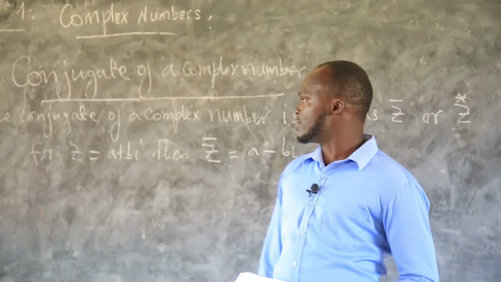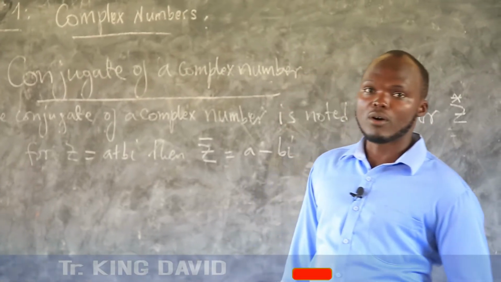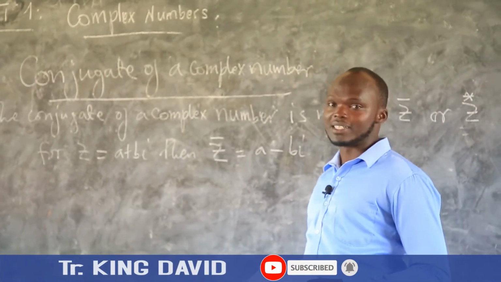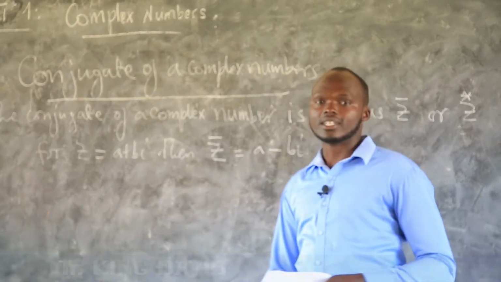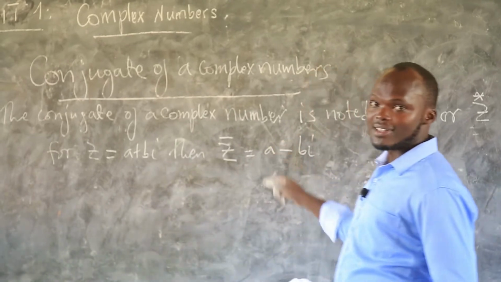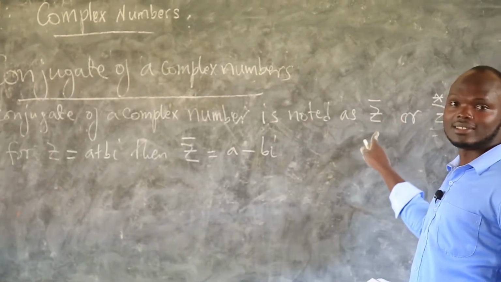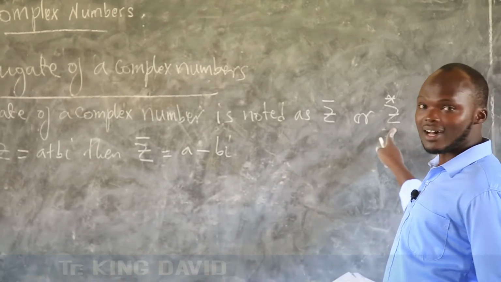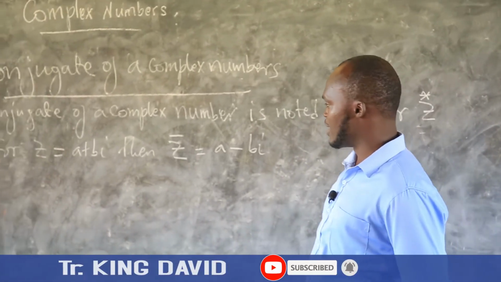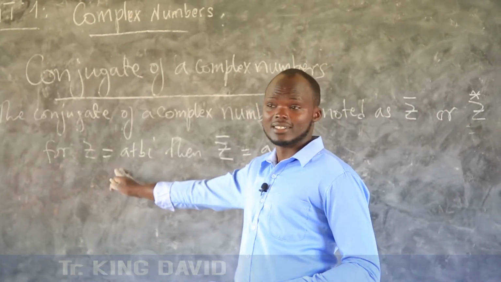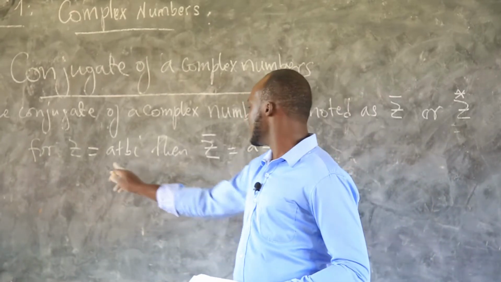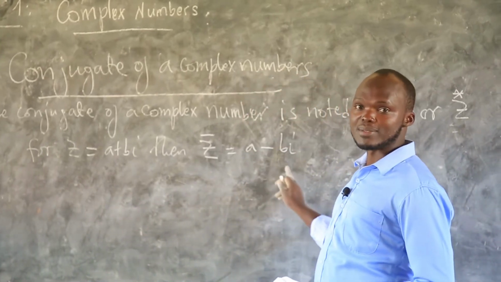In part 3, we saw multiplication of complex numbers. Now we're going to see the conjugate of complex numbers. The conjugate of a complex number is noted as Z bar or Z star. That's how we note the conjugate of a complex number. For example, we have a Z, which is A plus BI. The conjugate of this Z is A minus BI.